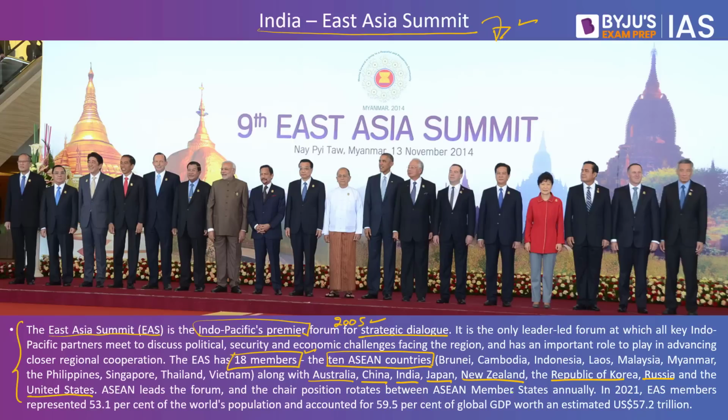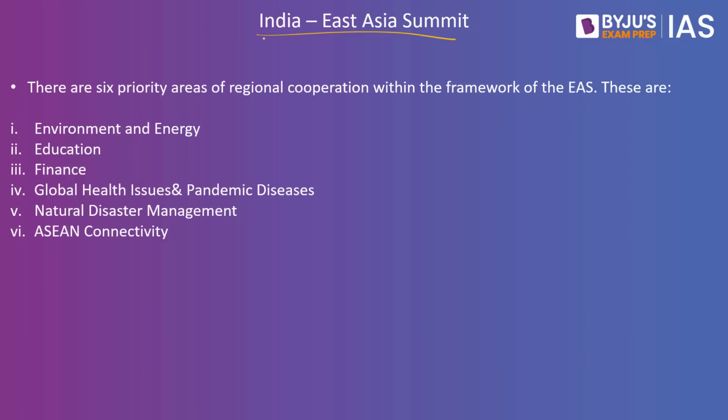This grouping is led by the ASEAN countries and represents around 53% of the global population and nearly 60% of the global GDP. India has been a very active participant at the East Asia Summit as the grouping focuses on 6 priority areas that covers environment and ecology, education, finance, global health issues and pandemic diseases, disaster management and ASEAN connectivity.